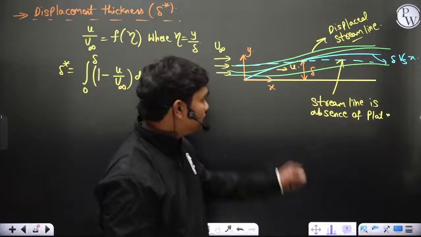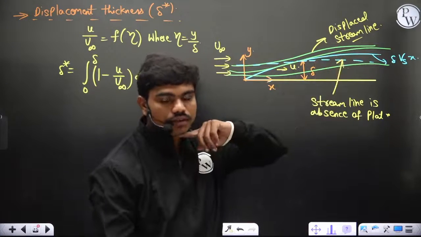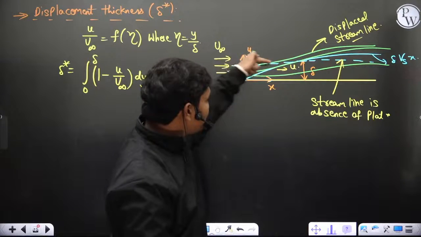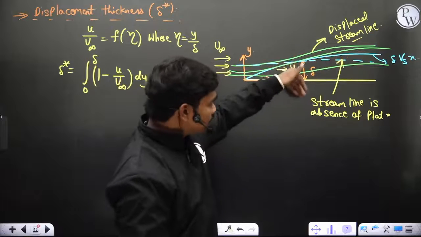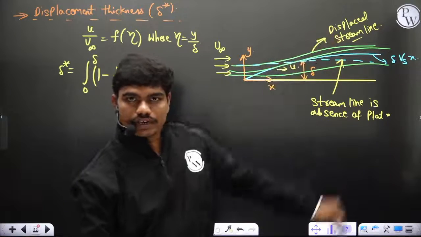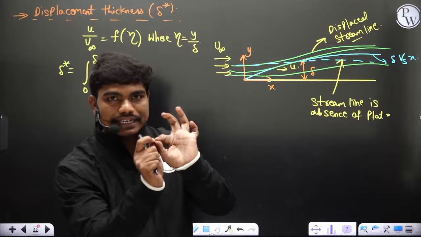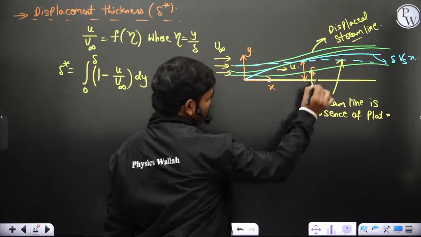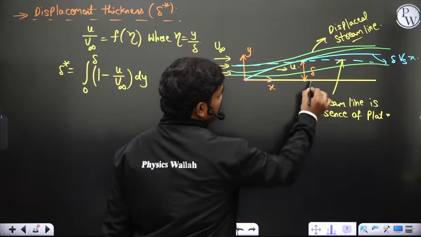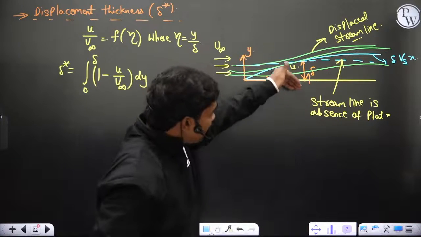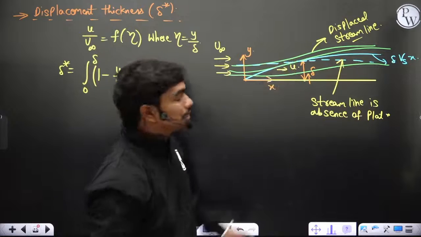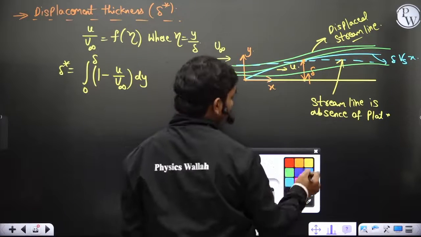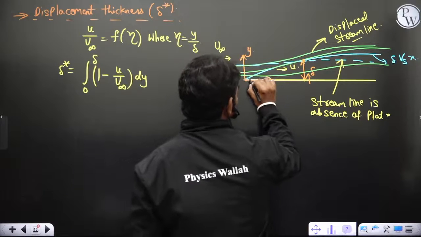Did you understand? Basically all streamlines will diverge. Whenever there is no plate, this streamline would have gone straight, but because of the presence of the plate, the streamline has got diverted. Now at that point where you reach u infinity, if you travel in this direction, then clearly as y increases, your velocity will increase. At some point you will touch u infinity. Let us suppose this is the boundary layer which I have drawn. Once again I'll draw, it got erased.